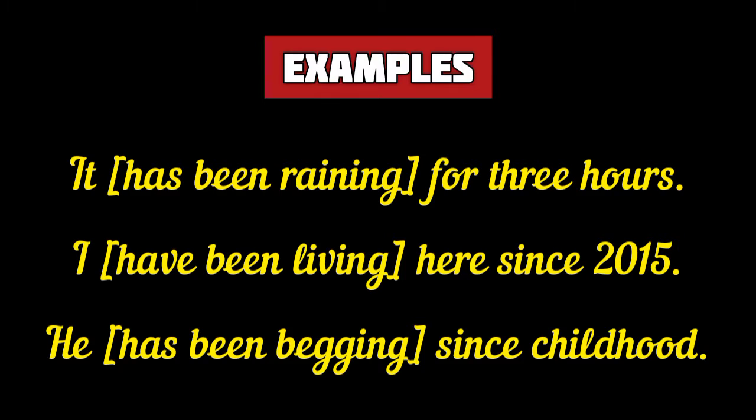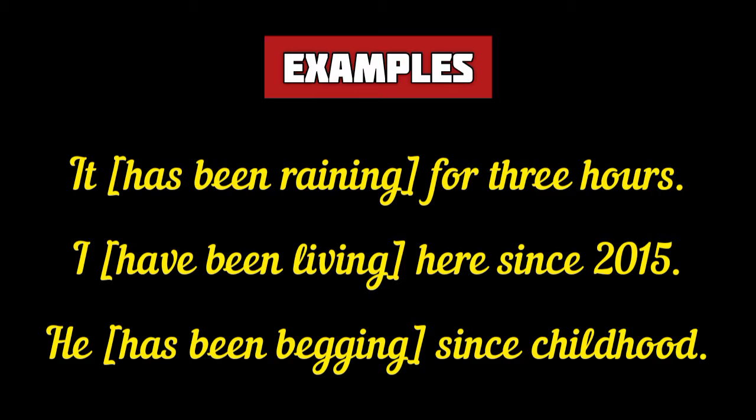I have been living here since 2015. Here also the verb is in present perfect continuous tense. Have been and the present participle of live. Have been living is in present perfect continuous tense. It shows that I started living here back in 2015 and I still live here.